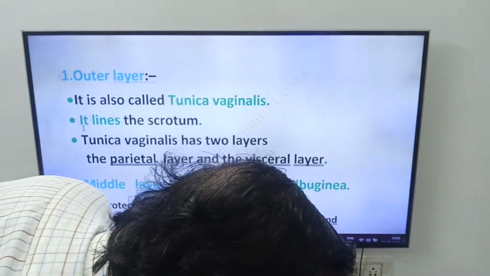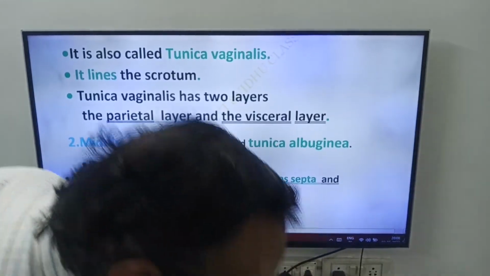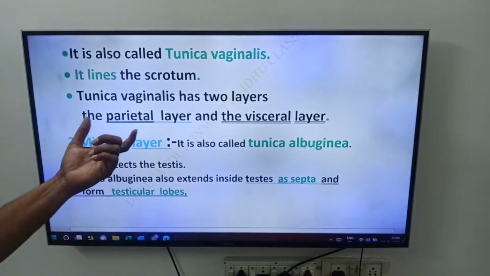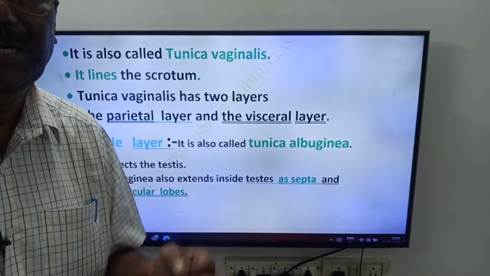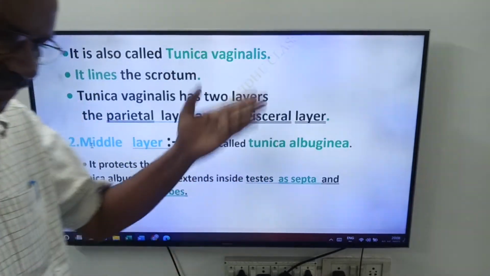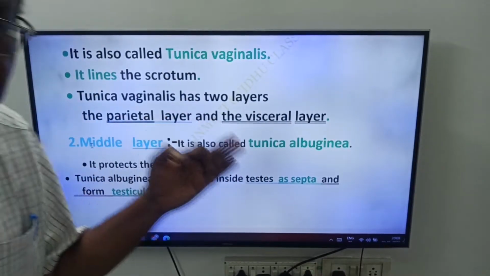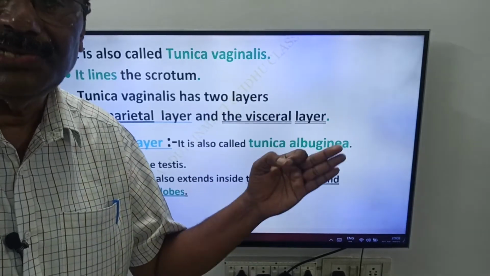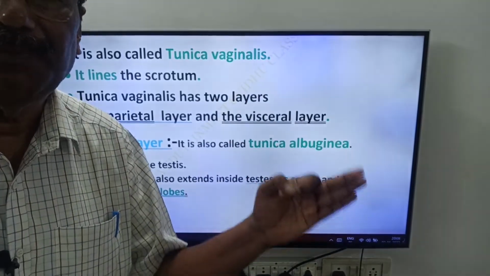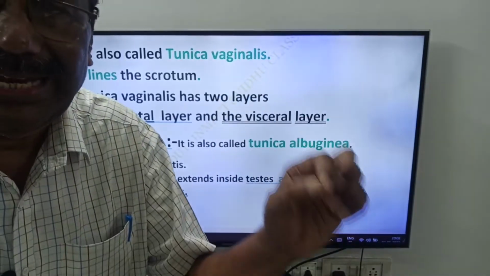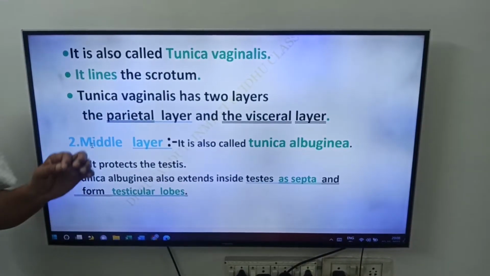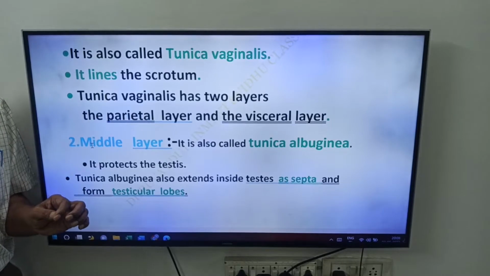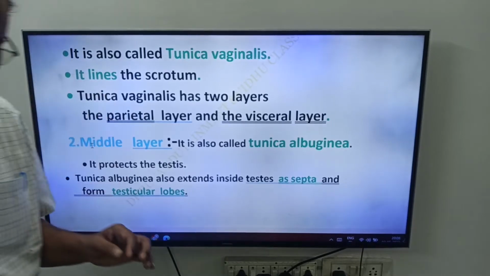Now come to the middle layer, friends. The middle layer is also called tunica albuginea. What is its function? It protects the testis. Which layer protects the testis? The middle layer, tunica albuginea.